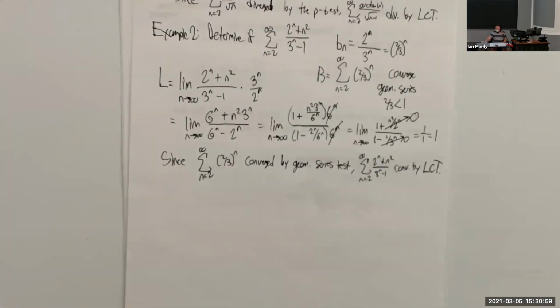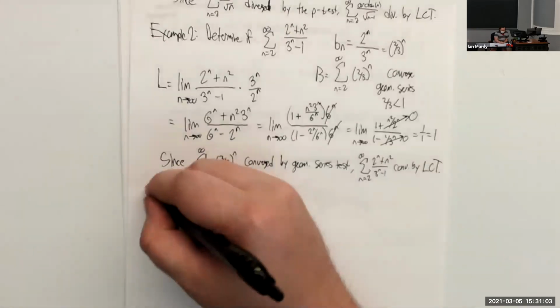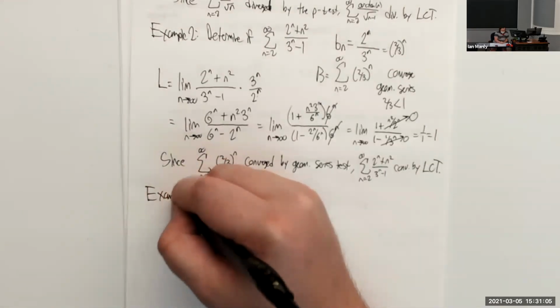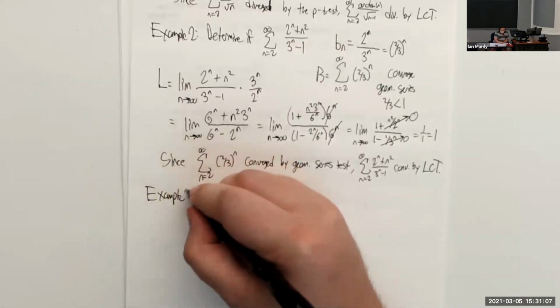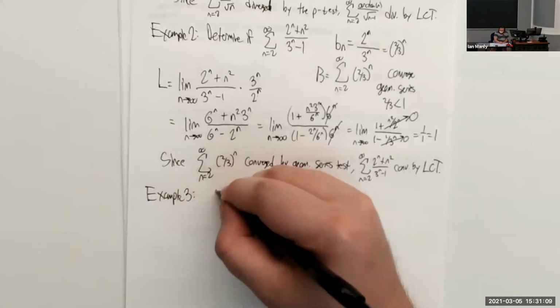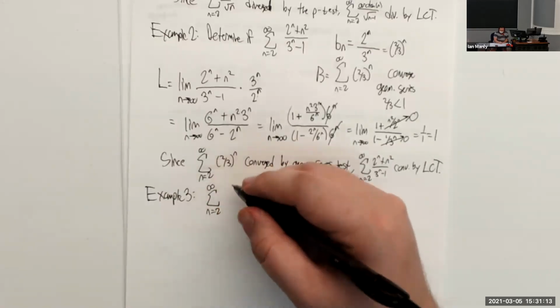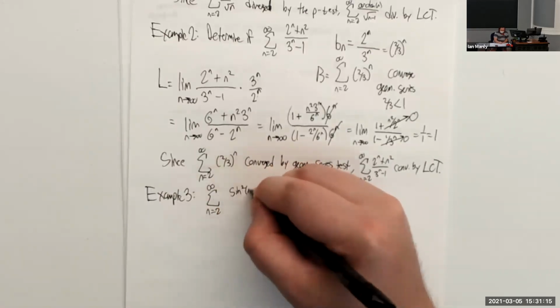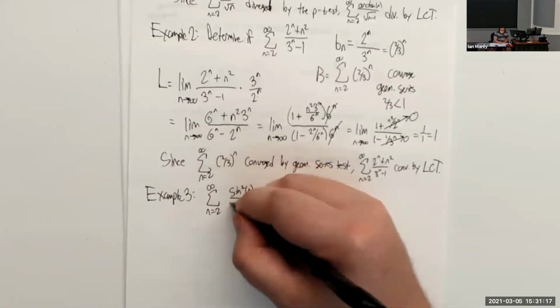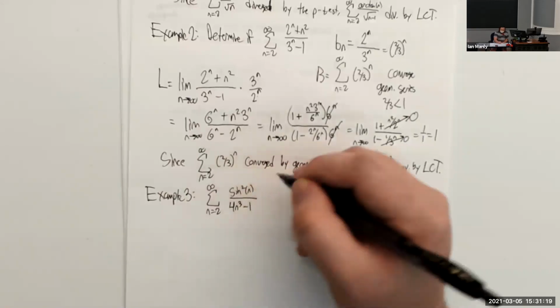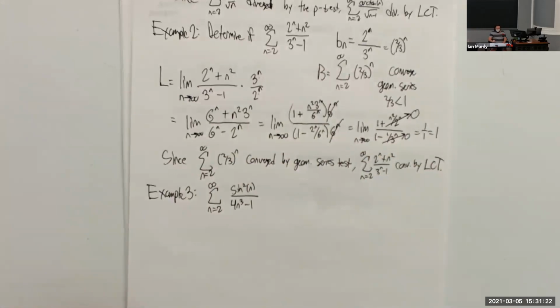All right, wonderful. Now I want to do another example here. Now this time things aren't going to go as well as we would like. So let's see what happens with this. Let's say we have the sum from 2 to infinity of sine squared of n over 4n cubed minus 1. All right, and I want to try to use limit comparison for this guy here.